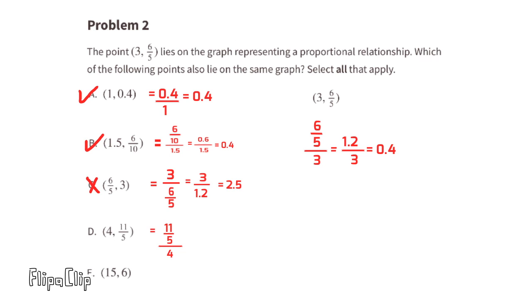Let's look at D. 11/5 compared to 4. 11/5 is 55/100 the size of 4. And since 55/100 is not the same as 4/10, these points will also not lie on the line of the graph. Let's look at E. 6 compared to 15. 6 is 4/10 the size of 15. And since 4/10 is equal to 4/10, these points will lie on the same line of the graph.